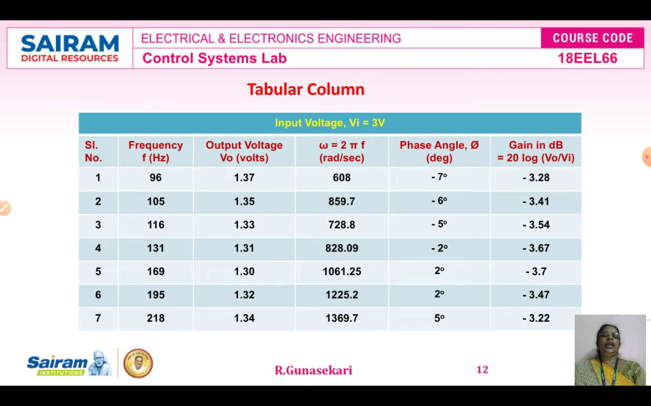The input voltage of 3 volts is constant for all the readings. For the corresponding input voltage of 3 volts, set by the frequency in the signal generator, you note down the output waveform frequency and the output voltage V0, and then we can calculate omega equal to 2 pi f. Then you note down the phase angle from the CRO, and we calculate the gain in decibels by using the formula 20 log V0 divided by Vi.